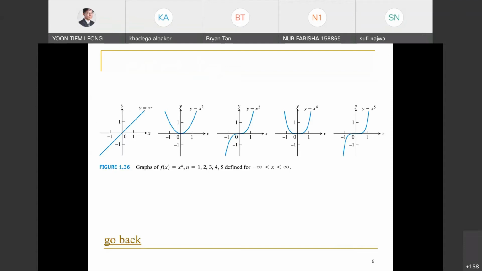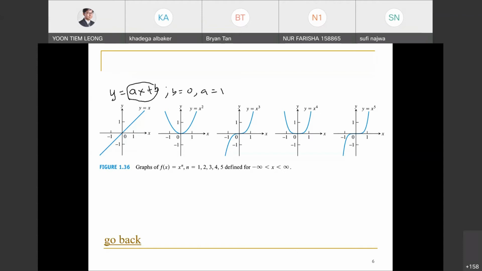This is raised to power 1. If you look at the shape of this power function, you realize that it is actually the function y equals mx, which is y equals ax plus b, where b is set to 0 and a is set to 1. So you can think of this linear function as a special case of a power function.